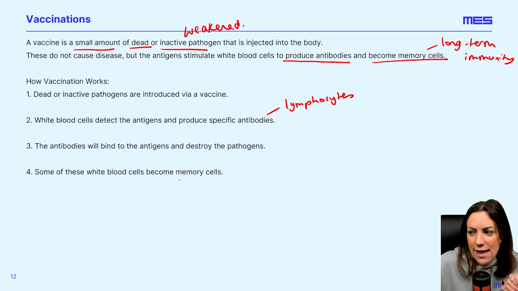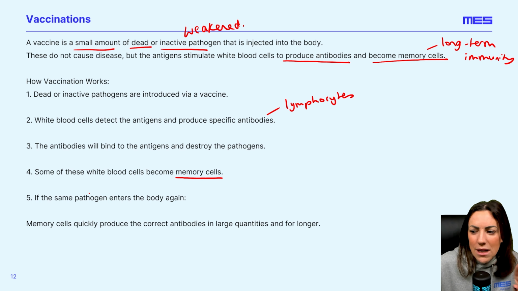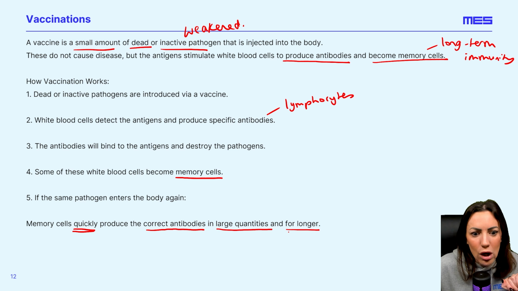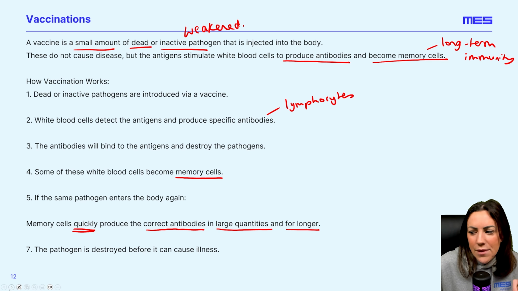But some of these white blood cells will become memory cells, which is really important for long-term immunity, because if the same pathogen enters again and the same foreign antigen is recognized, memory cells can quickly produce the correct antibodies in large quantities and for longer. So the speed of response is much, much faster, and the concentration of antibodies in your bloodstream will rise much, much higher. So the pathogen will be destroyed before it can cause illness and before you experience, hopefully, any symptoms, or at least your symptoms will only be really mild.